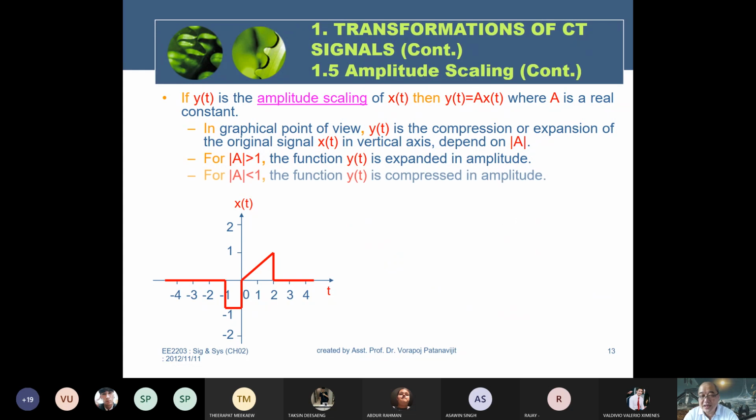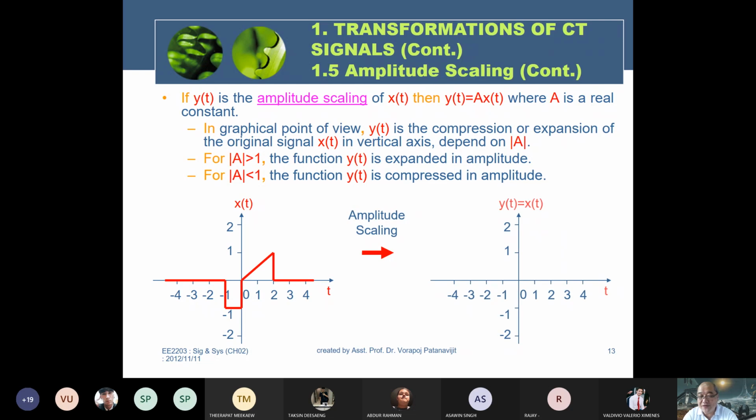For another case, if a is between 0 and 1, if absolute a is less than 1, the function yt is compressed in amplitude instead. For example, if a equals 0.5, it means you compress the signal from the amplitude point of view, or you attenuate the signal. The application of amplitude scaling is something you see more than time scaling or time reversal.